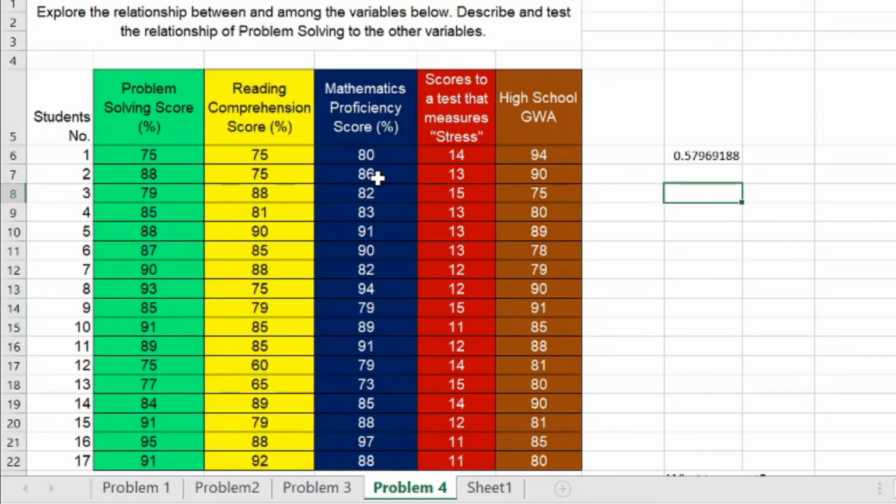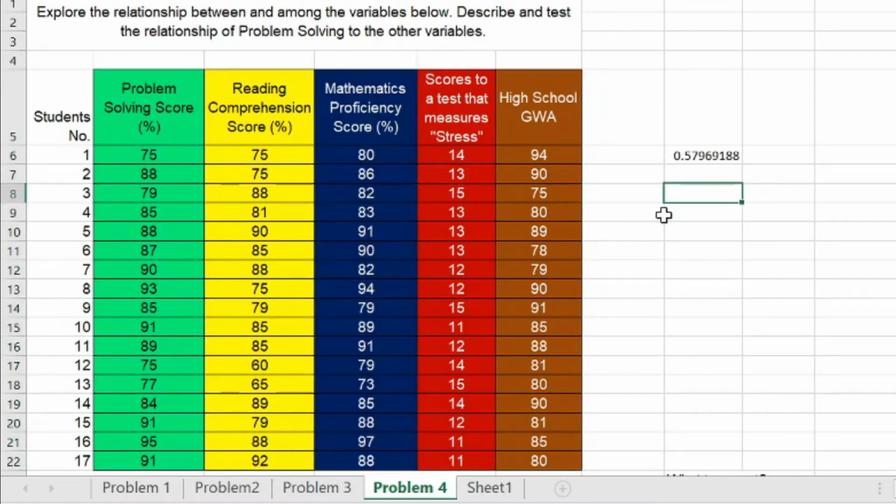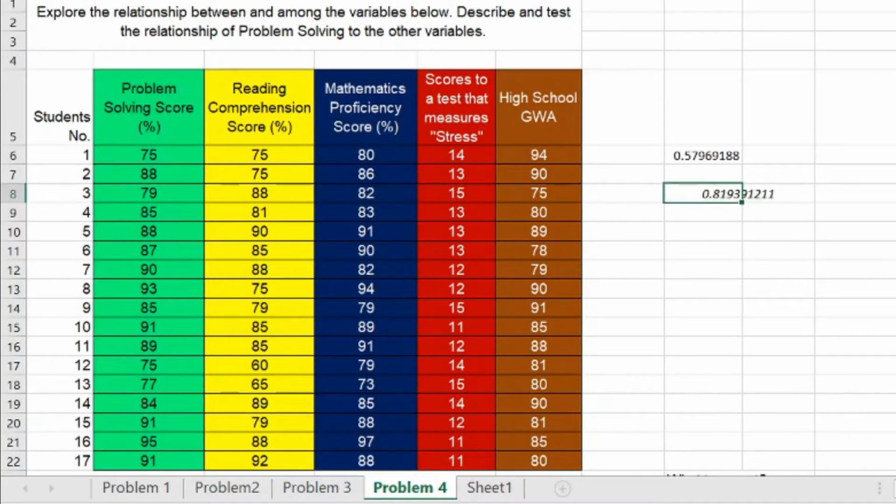Next, we compute the correlation between problem solving, this variable, and the second independent variable, this one. To compute for their correlation, we proceed similarly as we did a while back. So we start with the command equals PEARSON, open parenthesis, our first variable, it's this variable, comma, and our third variable, this variable, close parenthesis, and then enter. It will give us again a number that is between -1 and +1.